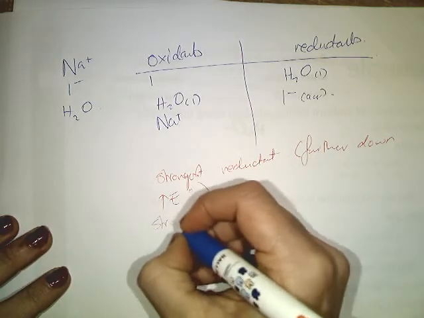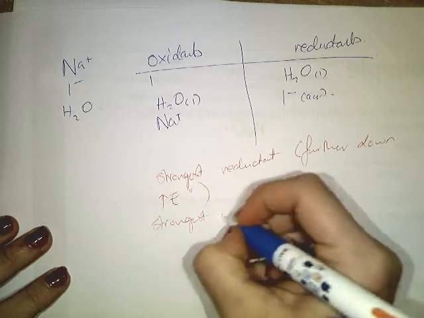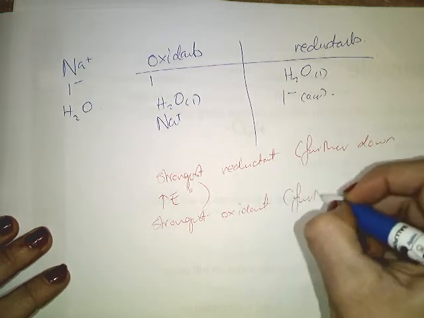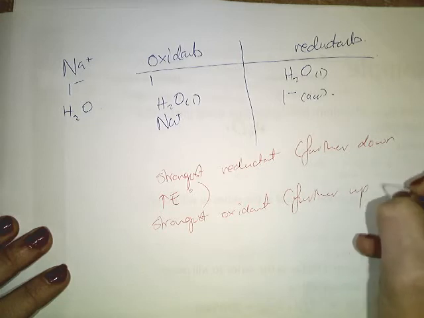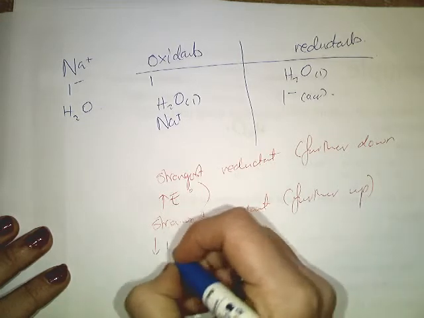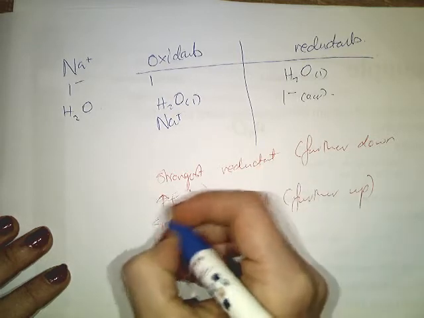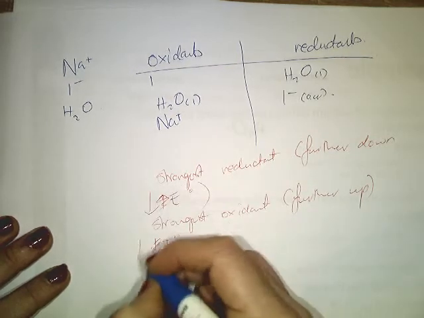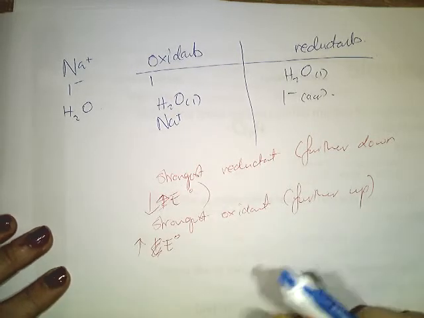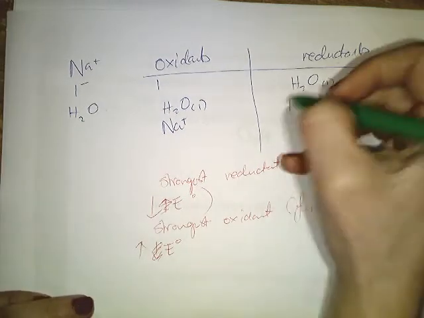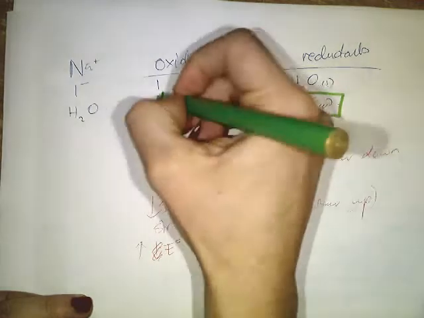And the strongest oxidant, which is further up, which is the lowest E naught. Oops, strongest reductant has the lowest E naught. Strongest oxidant has the highest E naught. My bad. Okay, so we pick the one that's furthest down and we pick the one that's further up.